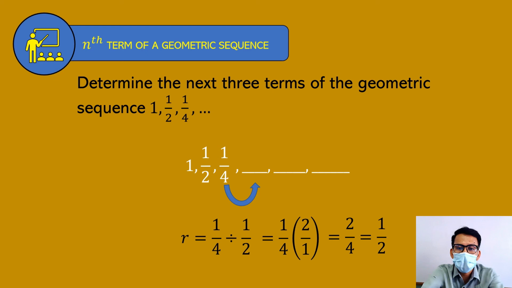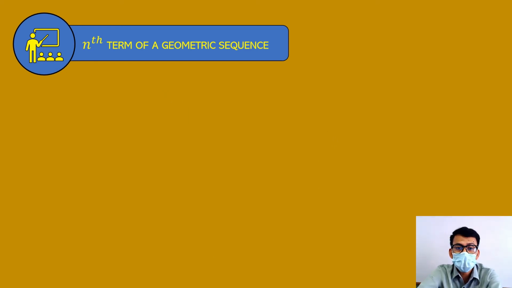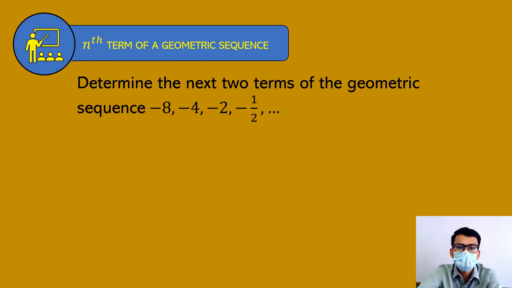So 1/4 times 1/2, that is 1 over 8. 1/8 times 1/2, that is 1/16. 1/16 times 1/2, that is 1/32. Okay, let's go to the next example. Determine the next two terms of the geometric sequence -8, -4, -2, and -1/2, and so on and so forth.